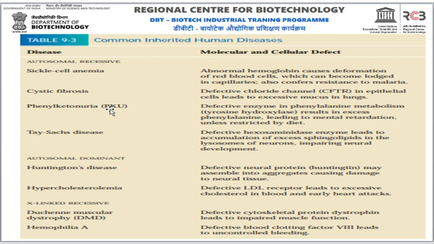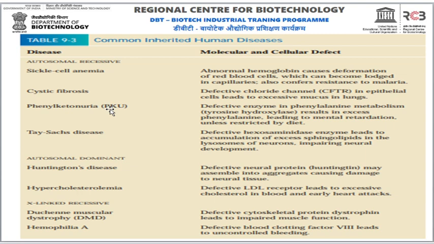Next is phenylketonuria, an inborn error of amino acid metabolism, where there is a defective enzyme in phenylalanine metabolism. The defective enzyme is phenylalanine hydroxylase. Sorry, I'm pronouncing them wrong. This results in an excessive amount of phenylalanine depositing, which ultimately leads to mental retardation. Next is Tay-Sachs disease, in which the hexosaminidase enzyme is defective, so there is excessive accumulation of sphingolipids in the lysosomes of neurons, thereby impairing neural development.